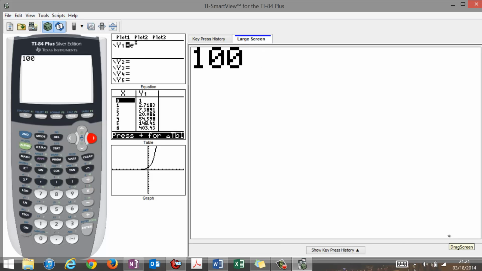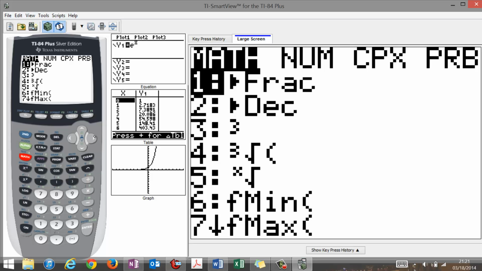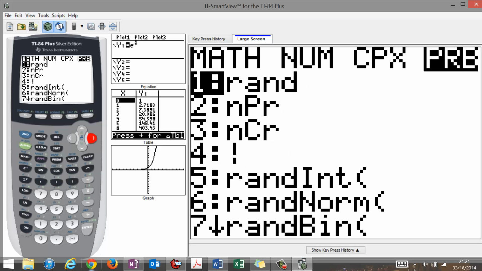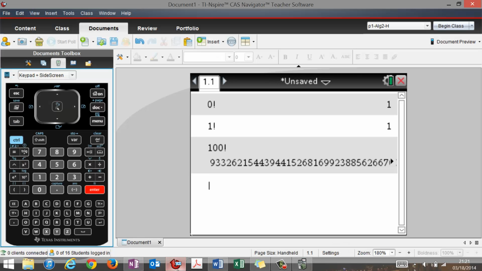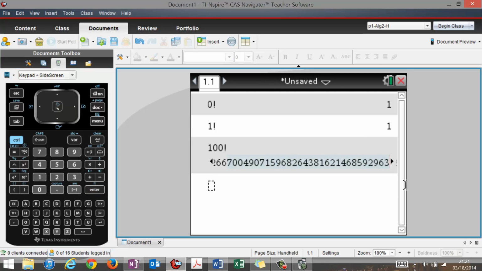Meet the TI-84, a calculator many of you will not need to use. But if I go and find this in the probability menu of this one, and I hit 100 factorial, it will freak out on me. It overflows. It's too many digits for it to handle. Not for yours. Apparently, we can just keep scrolling and look at all these digits. And there are a lot of digits. That is a huge, huge number.